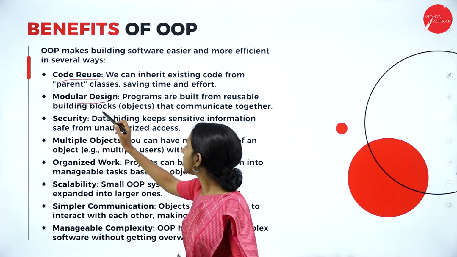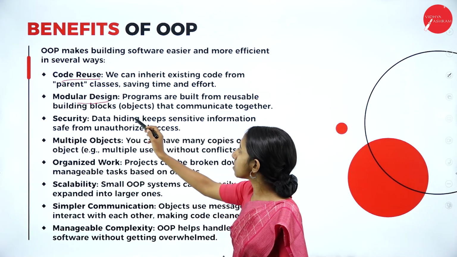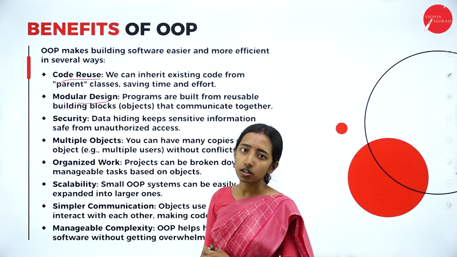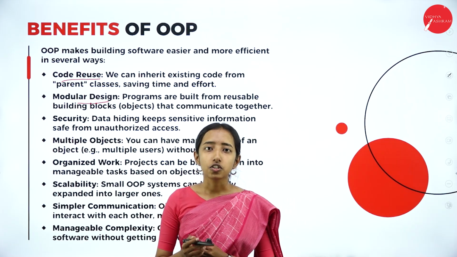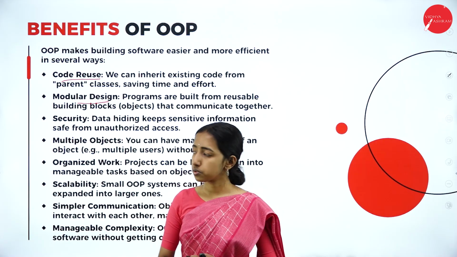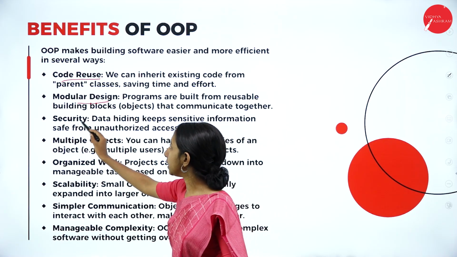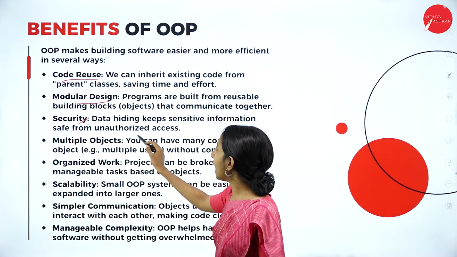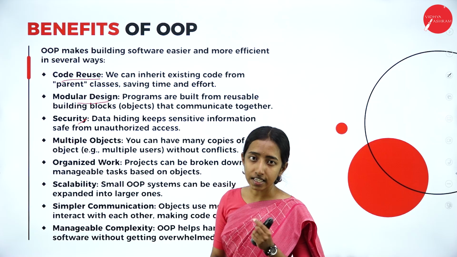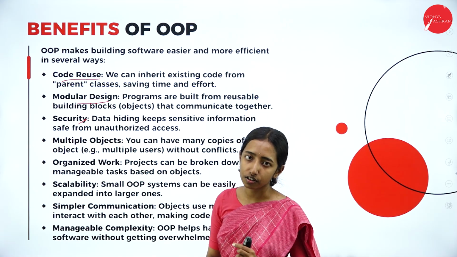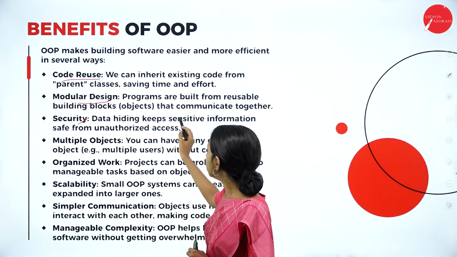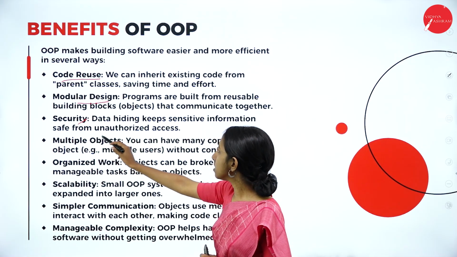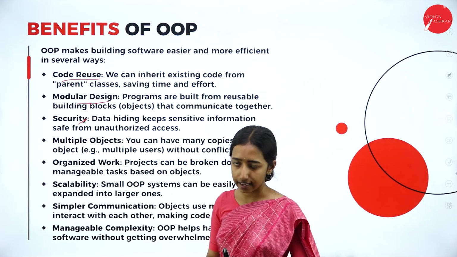Modular design. Programs are built from reusable building blocks that communicate together. So modular design is also one of the benefits of OOPS. After that, we have security. Data hiding keeps sensitive information safe from unauthorized access. With the basic concept we have seen, abstraction and data hiding help keep the user's sensitive information safe from unauthorized access.